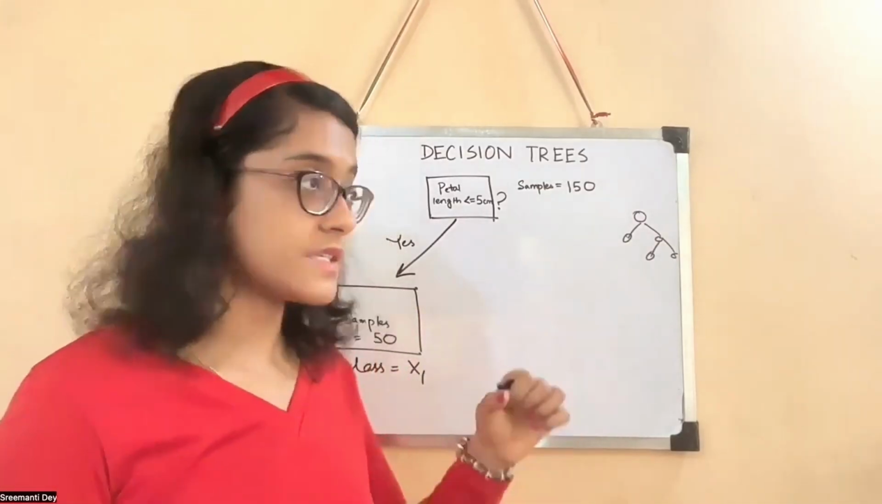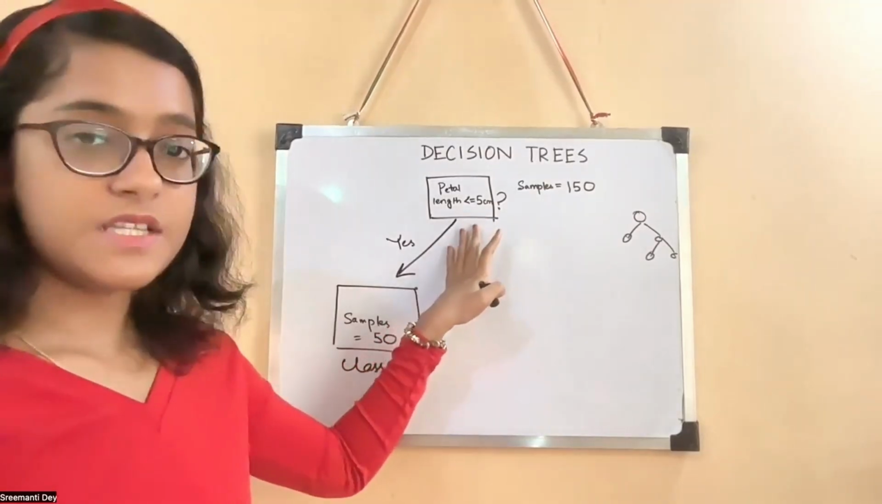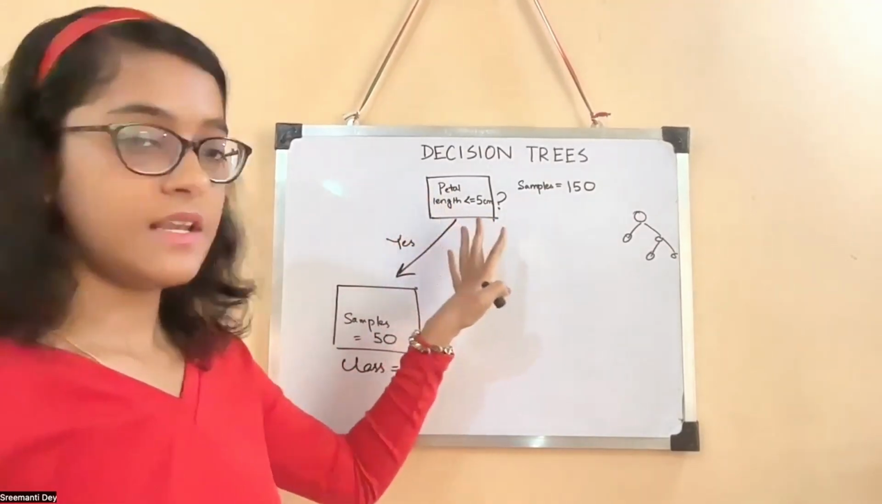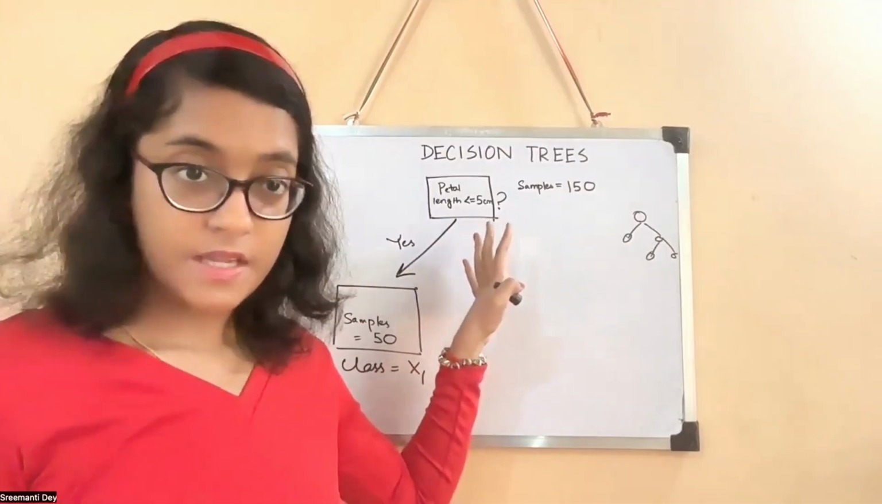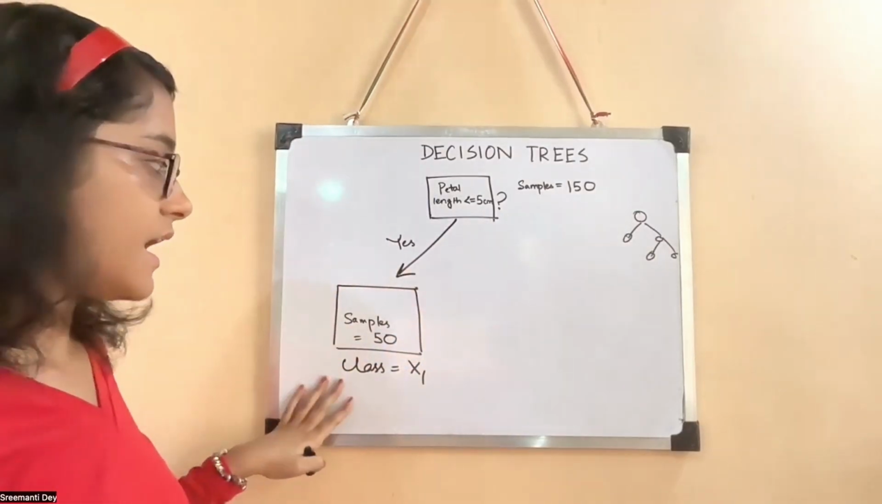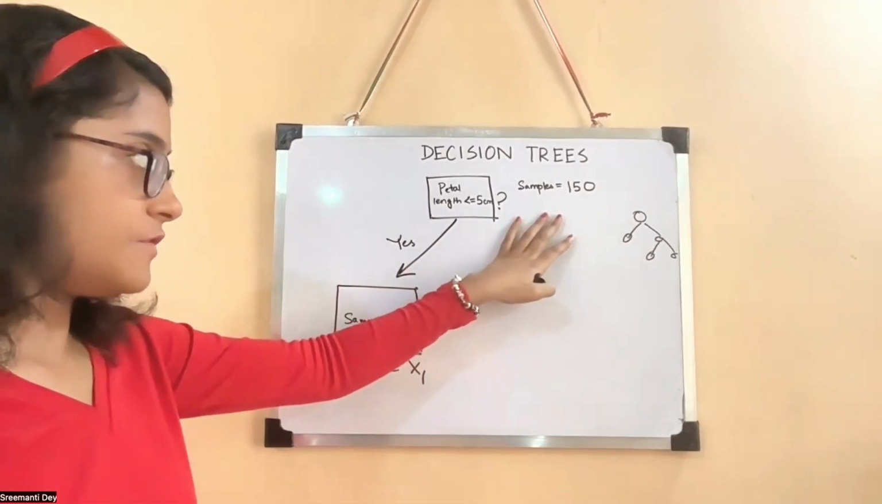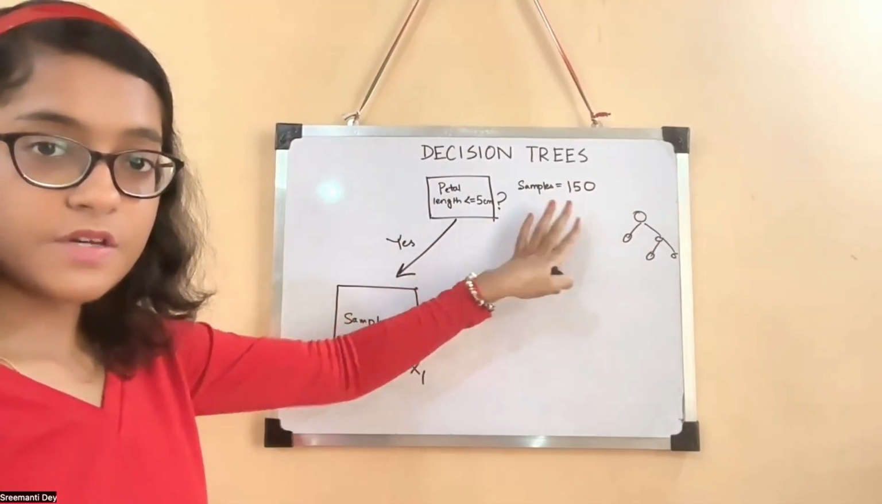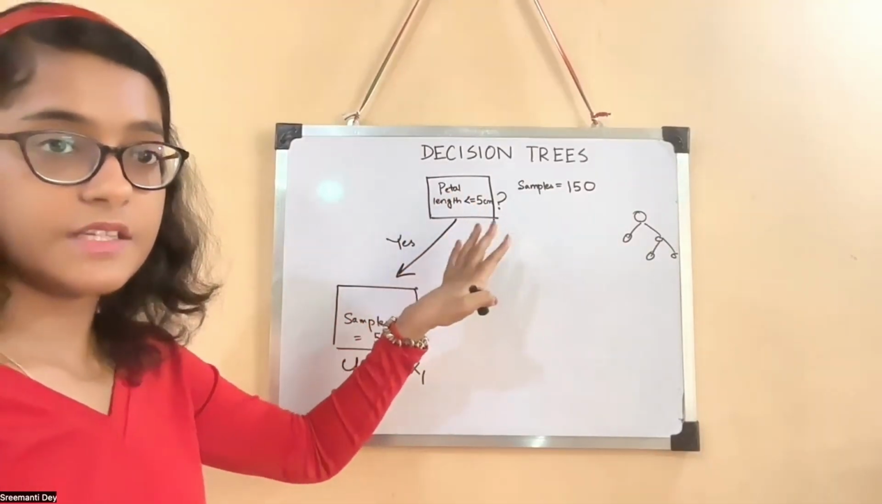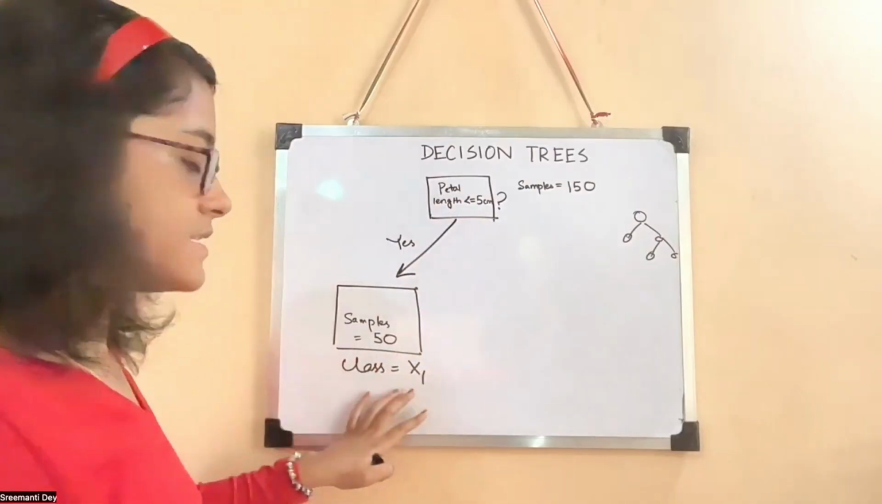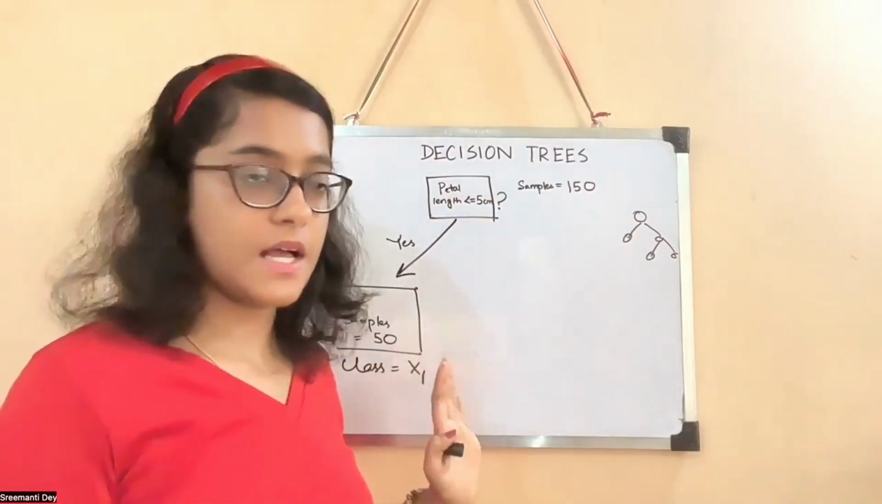point of decision trees. So at the first node, you ask a question: is the petal length less than or equal to 5 centimeters? Yes. Then you go here and you have a total of 50 samples out of 150. So the rest, 100 samples, have petal length greater than 5 centimeters. This says class x1, some class.